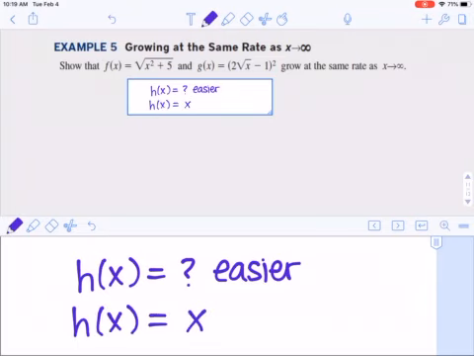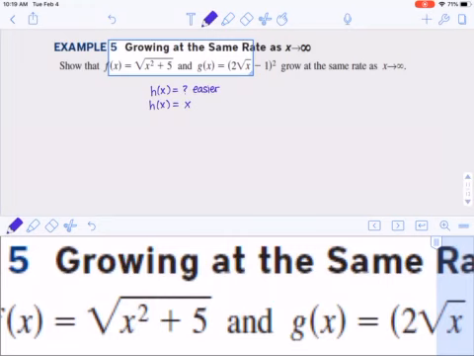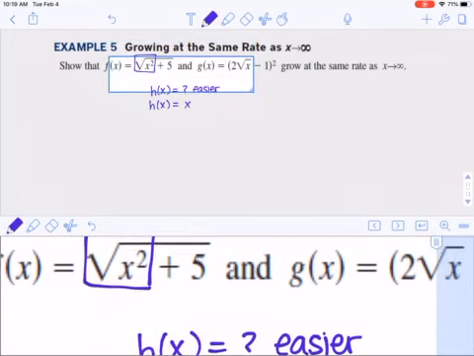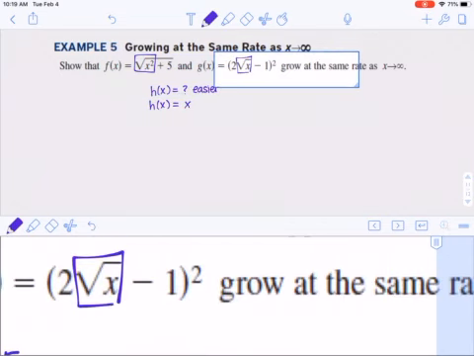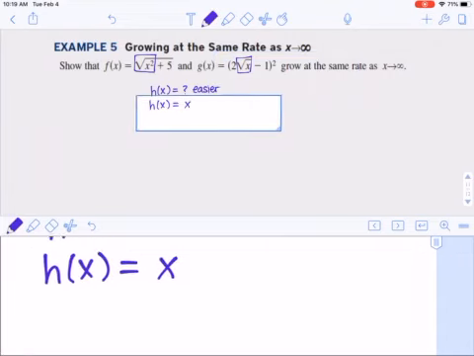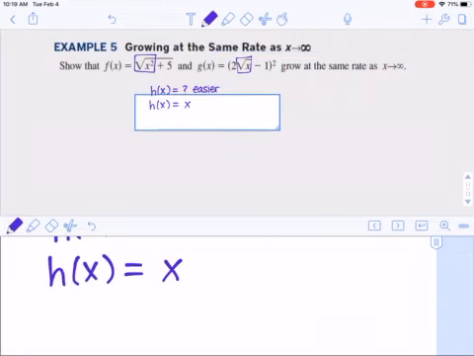And you might say, how would I know to pick that? What I would tell you is, here, the dominating part of f is the square root of x squared, which simplifies to x. And here, the important part of this one, the square root of x squared, is also x. And so it makes sense that I would be comparing those.